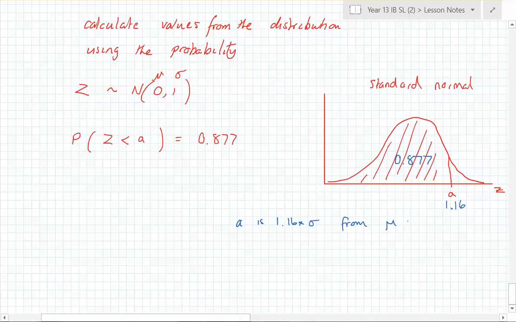Now, sticking with this question a minute, what if I were to ask you this? What is the probability of Z being greater than, let's say, or equal to A, just to make it clear it's the same thing. Well, what would the answer be? 1 minus 0.877, so what is that? 0.123.